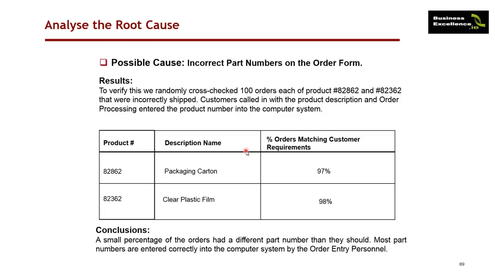What we decided to do in this case is we picked 100 orders from the two products 82862 and 82362. These orders we know were shipped incorrectly, and what we asked the customer to do is to call those orders back in again, unknown to the people in the order entry department. What we were interested in is what percentage of the time did the person type in the correct product number.